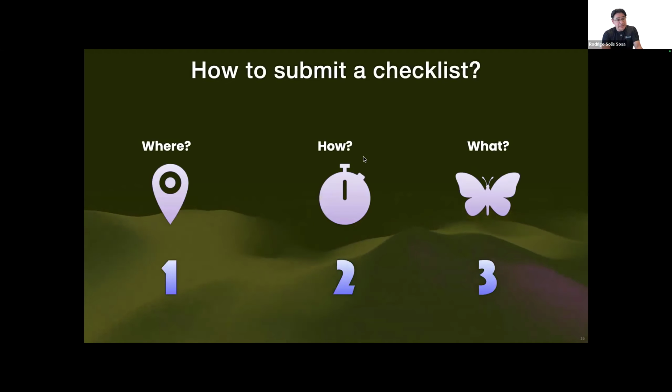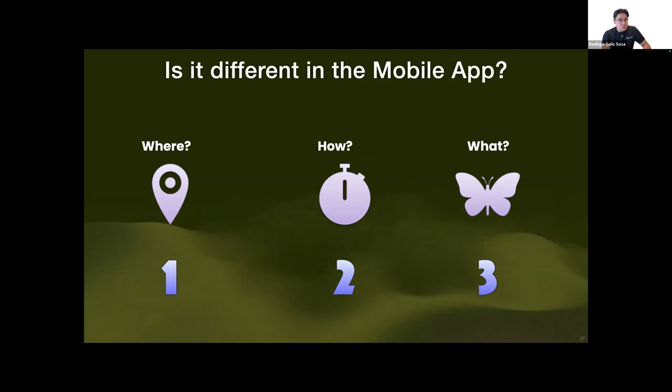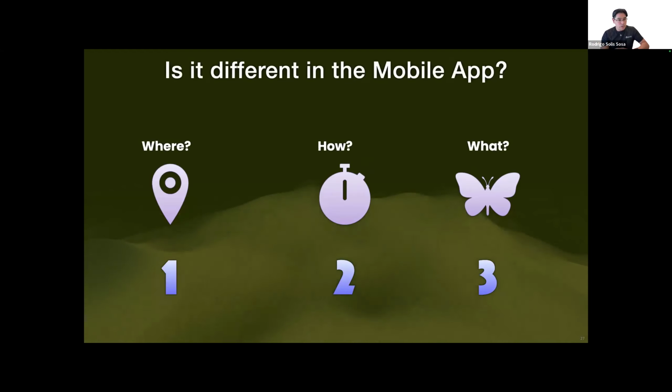We said that these are the steps in our website. Step 1, where, step 2, how, step 3, what. So what is the difference with mobile? Because we have a mobile app. You just go to your Google Play Store or to the App Store in iOS, type eButterfly, and you'll find our app. You can download it right away.